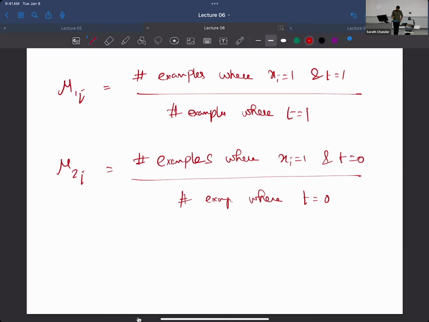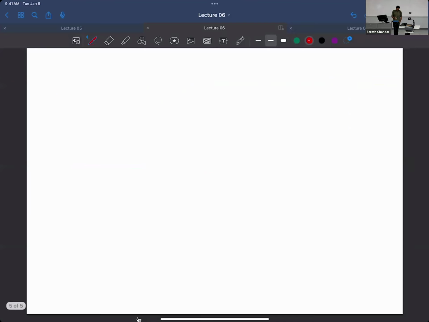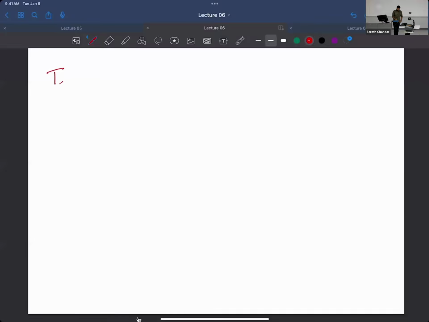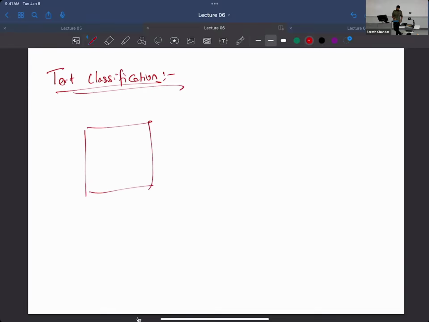Okay, so now let's look at an example application for Naive Bayes. We're going to do text classification, where the idea is, given some document, which is a bunch of words, I'll give you a document and I want you to classify this among a bunch of K topics.